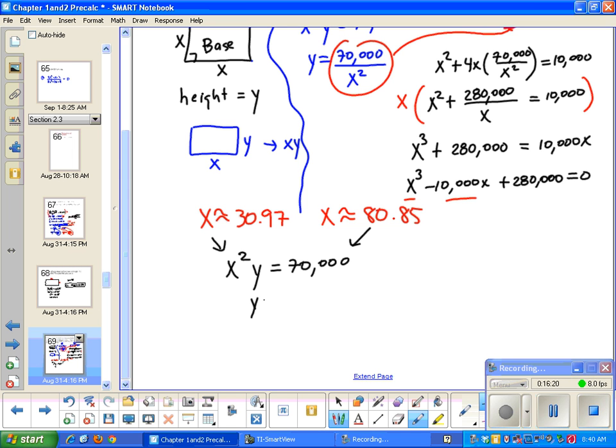So we've got the x. We might want to use this version of it. And see if you can come up with the two possibilities there.